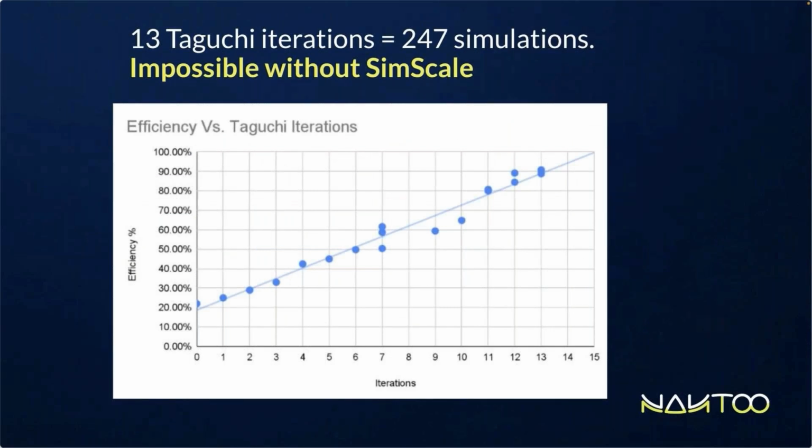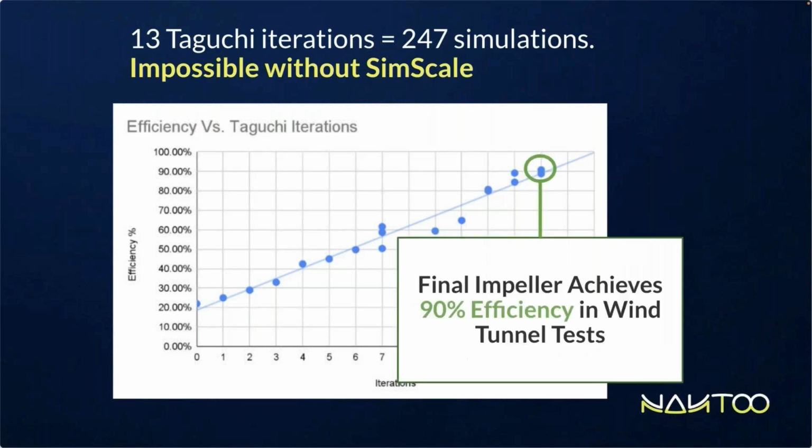Long story short, we applied 13 iterations of the Taguchi method, which is a total of 247 simulations. And this is definitely impossible to do without software like SimScale that runs pretty fast, with results well aligned with reality. Thanks to this combined approach, the digital twin, we were able to obtain an impeller that started from a 20% efficiency, in the wind tunnel that we designed, up to 90% efficiency. We were pretty much satisfied, because this is the target that we gave ourselves for the first stage.